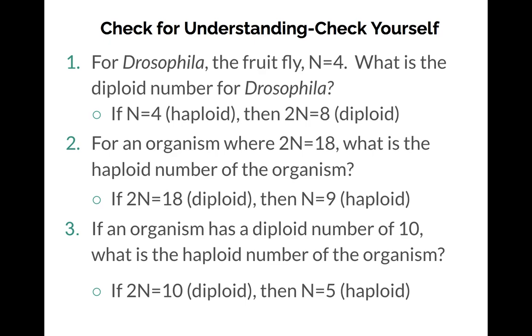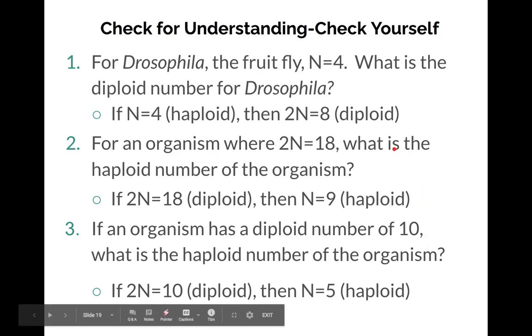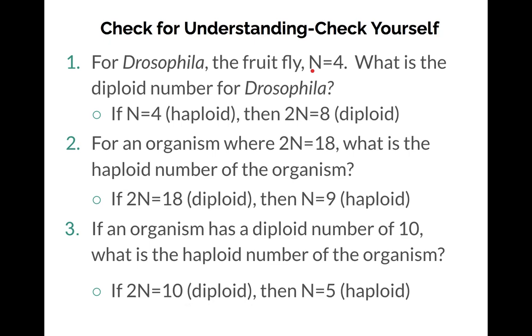Okay, so for the fruit fly, Drosophila, n is equal to 4. Whenever we see n, we are automatically thinking haploid, right? Haploid n. What is the diploid number? So if n equals 4, just multiply that by 2, and we get 8 for the diploid number.